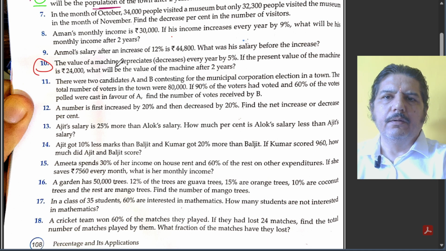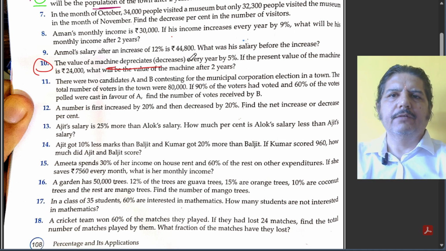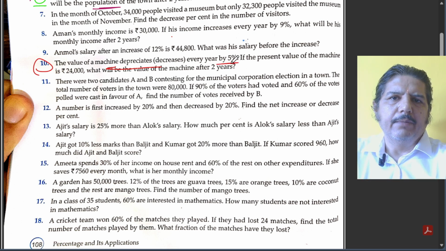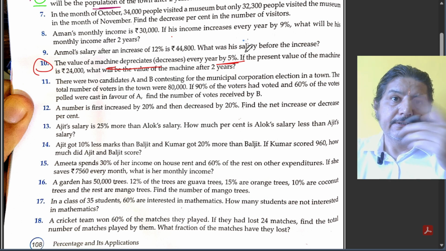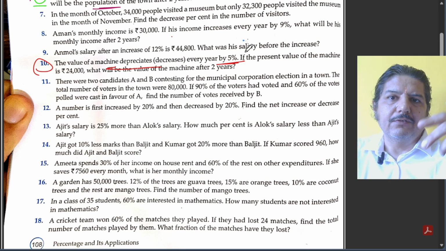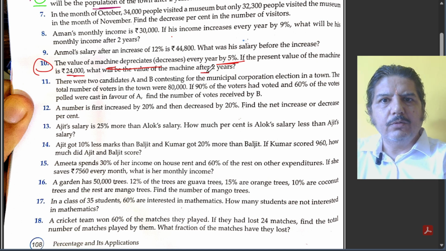Value of machine depreciates. Depreciates implies decreases. So whenever they write depreciate, it means it decreases, so by 5%. So it is decreasing by 5%. For example, with population, they say it increases. Now this is the example where it is depreciating by 5%. If the present value of the machine is 24,000, what will be the value after 10 years?